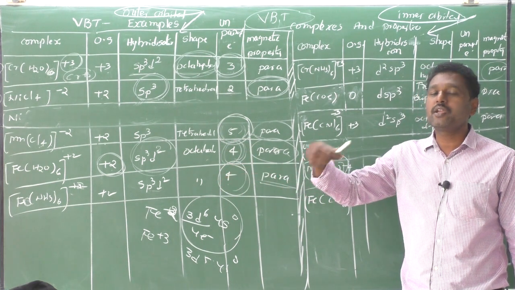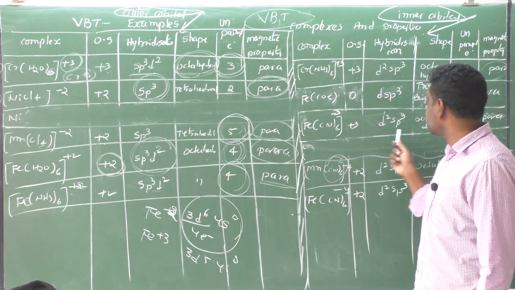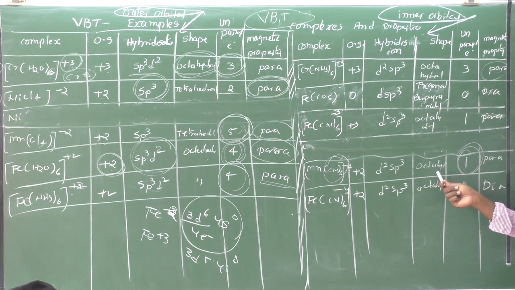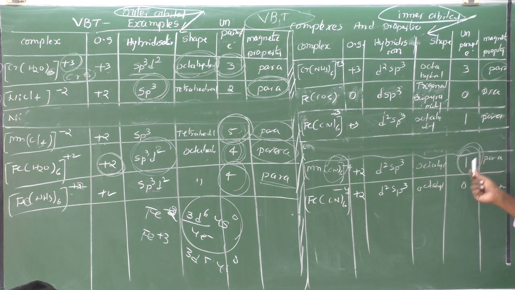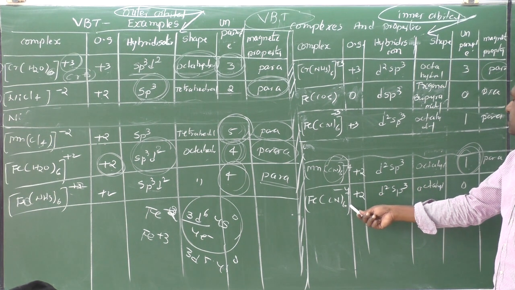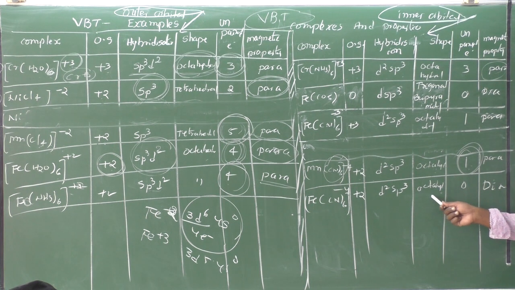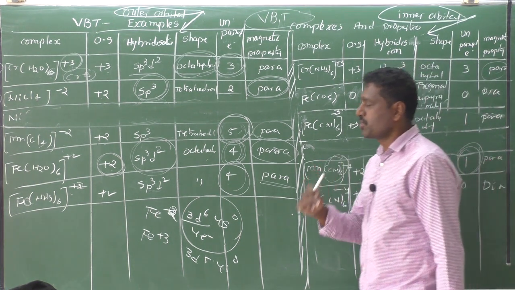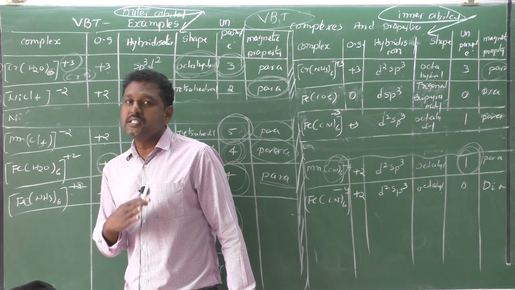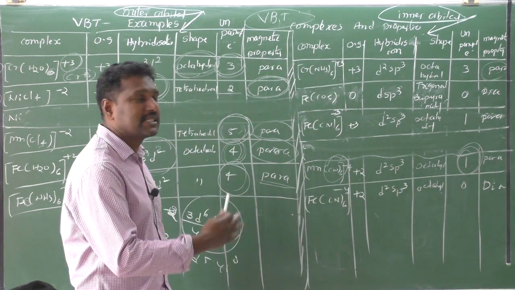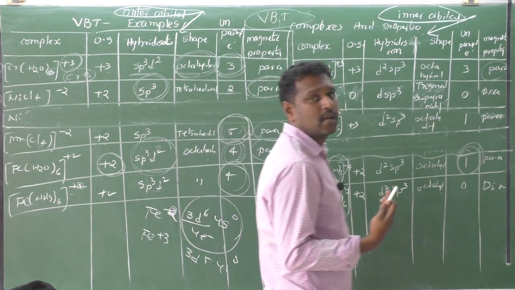Do the d orbitals have unpaired electrons? But in the other case, it utilizes inner orbitals, therefore the number of unpaired electrons decreases. Same thing here also: CN minus is also a strong field ligand. It utilizes inner orbitals, has 0 unpaired electrons, is diamagnetic, and has d2sp3 hybridization. So this is about outer orbital complexes and inner orbital complexes.